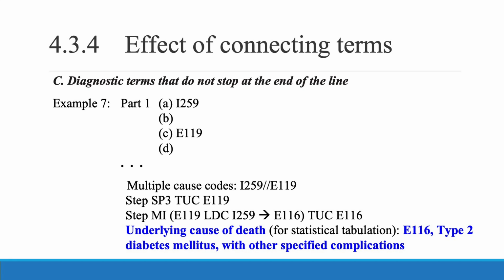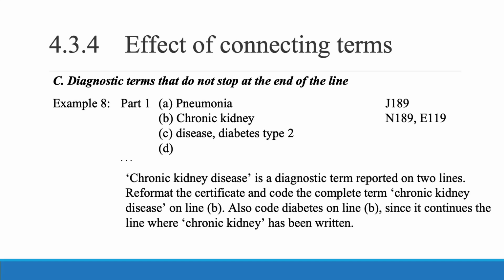Again, imagining the certifier has run out of room on line B and continues writing on line C, and this time adds another cause of death connected only by a comma. Let's look at the example. On line A, pneumonia. On line B, chronic kidney. On line C, disease, comma, diabetes type 2.